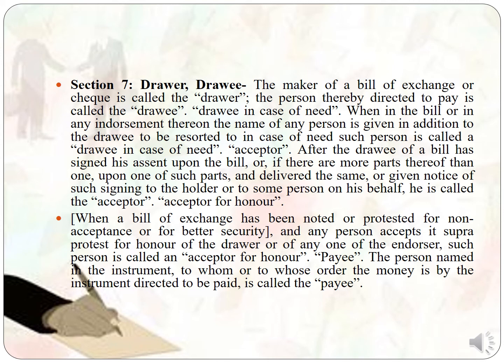Clause 2 of this section says that when a bill of exchange has been noted or protested for non-acceptance or for better security and any person accepted for the protest for the honor of the drawer or of any of the endorsers, such person is called acceptor for honor. The person named in the instrument to whom or whose order the money is by the instrument directed to be paid is called the payee.